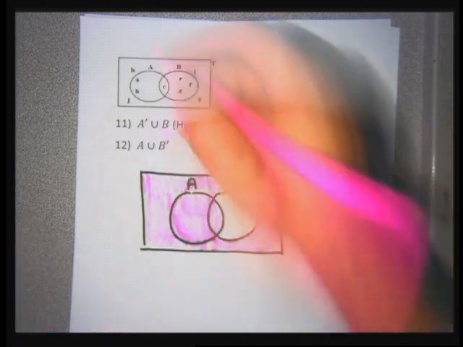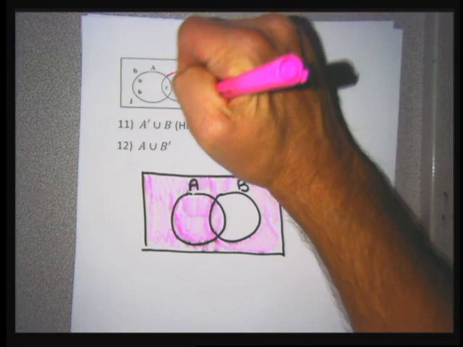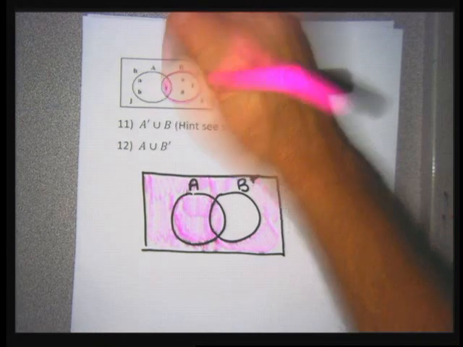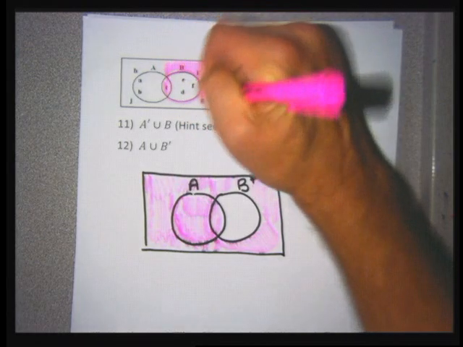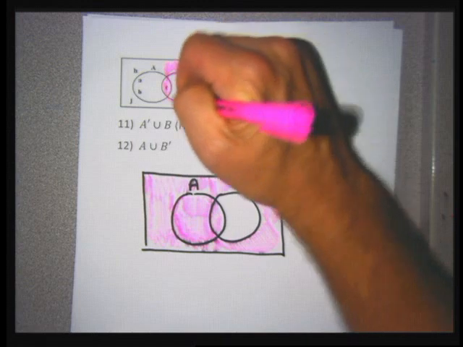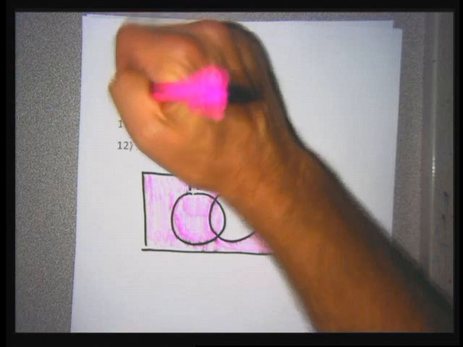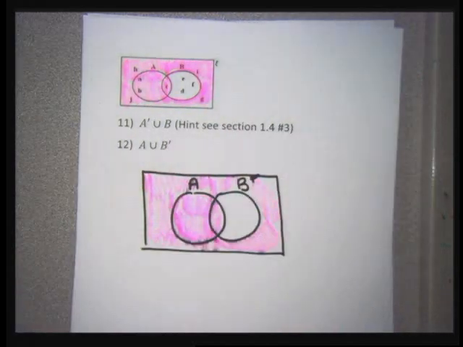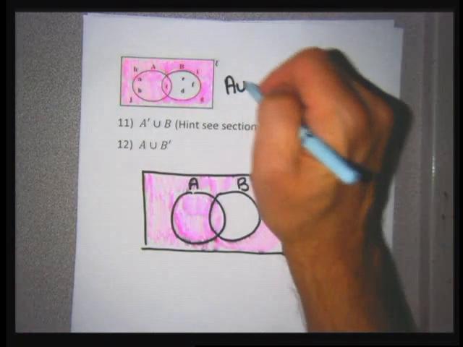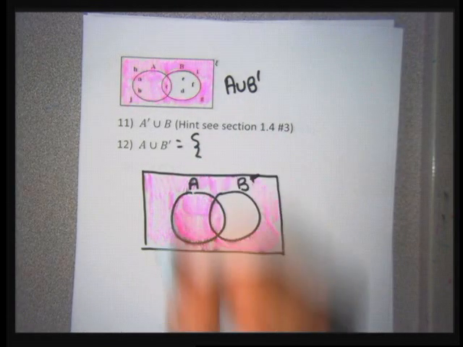Now I'm going to apply that to my diagram that's been given. So basically I need to get that little region unshaded. So that's applying A union B prime. So this is a shading of A union B prime applied to the document.